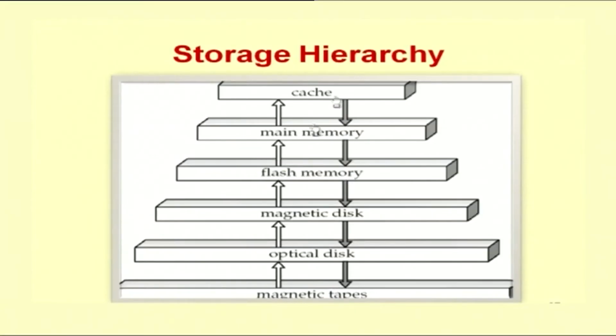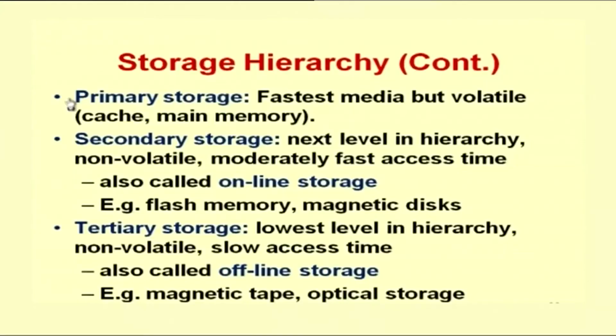So, this is the slowest, this is the fastest, this is the cheapest, this is the costliest. Of course, this hierarchy and this cost-time ratio is changing with time, in today's environment, where the speed of memory is increasing rapidly and the cost is decreasing. So, that is also an issue to be considered. When we talk about storage hierarchy, we have the primary, the fastest media, which is but volatile, that is the cache and main memory.